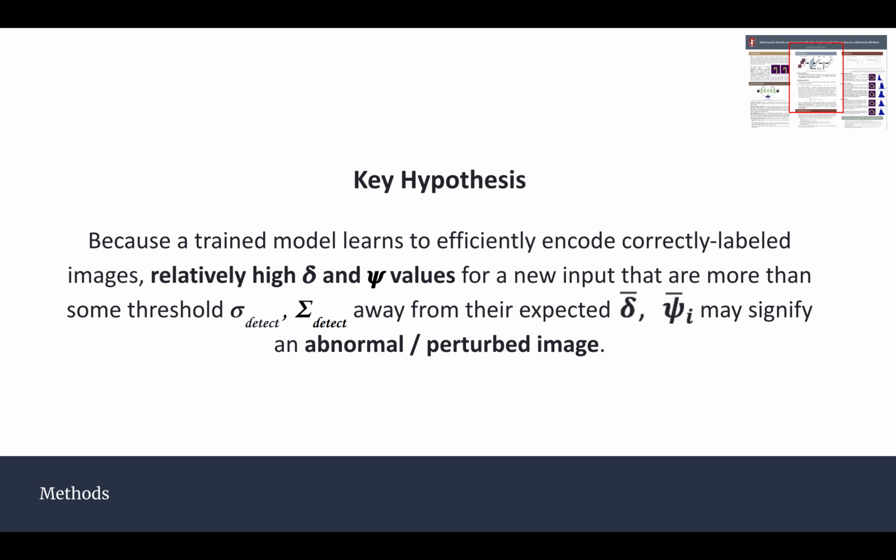And so the key hypothesis here is that because we expect a correctly trained model to efficiently encode correct images, we would expect relatively high delta and psi values for a new image that is some threshold standard deviation away from their expected mean values. And in this case, we would think that this would be an abnormal or perturbed image. And so this is essentially doing anomaly detection using the KL divergence as the distribution in order to detect statistical outliers.